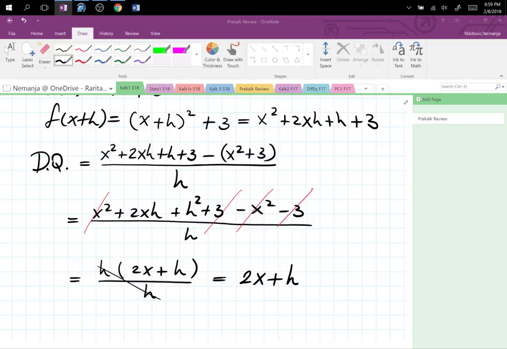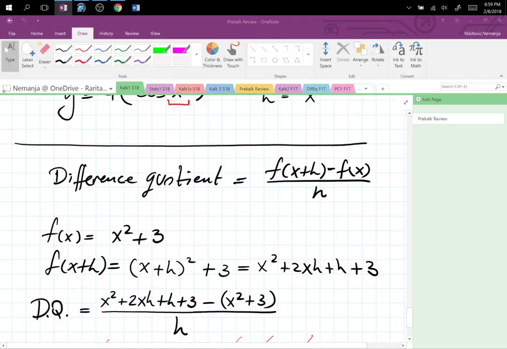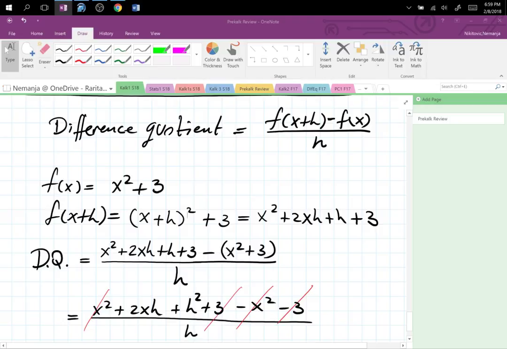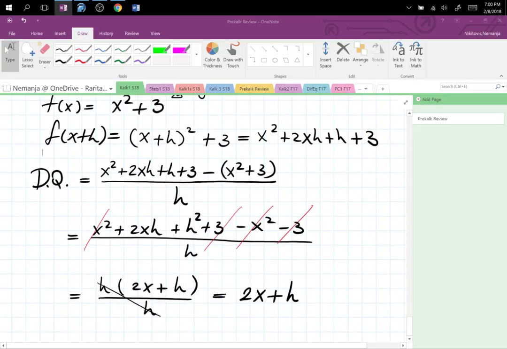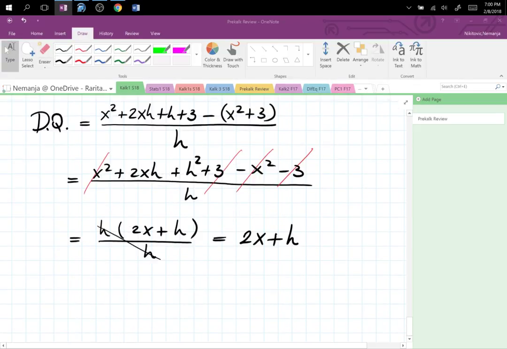So that's the difference quotient. Formula that you must know right here. And then the way to compute, this is given. This is what you find, plug everything in where they belong, massage the algebra till you get 2x plus h, and you're good to go. Fair? Good.